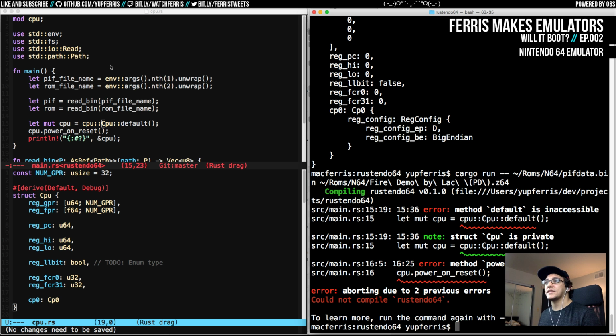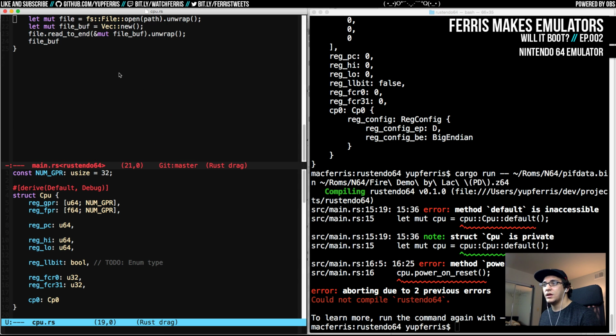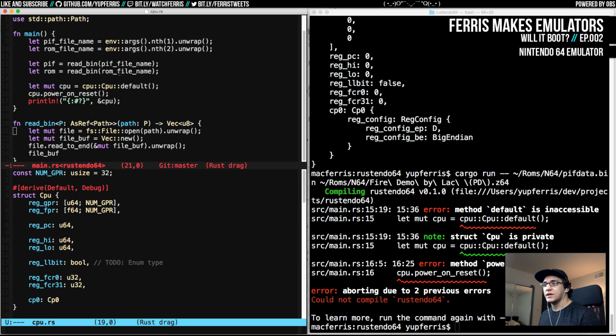And default is inaccessible. It needs to be public. Interesting. I wonder if that's because, yeah, because the struct was private. So we just put pub in front of this. I don't think we have to make anything else public, and we don't want to make anything else public.